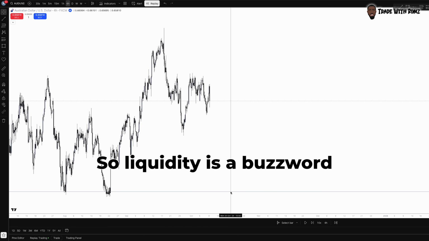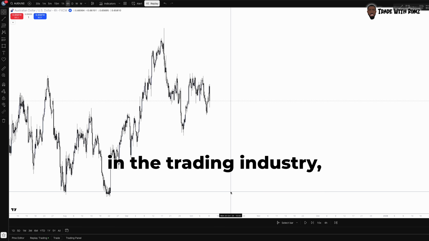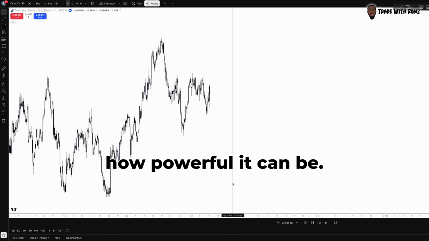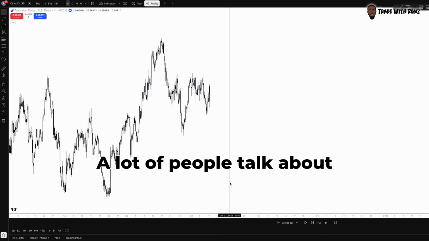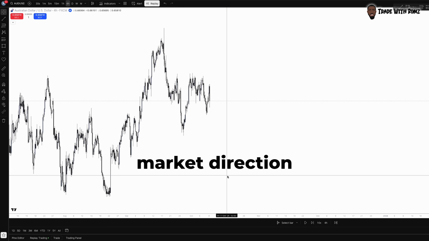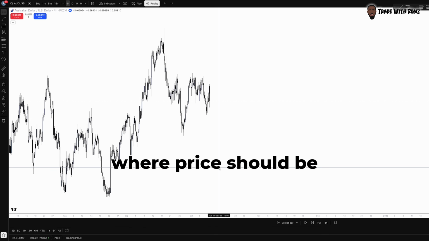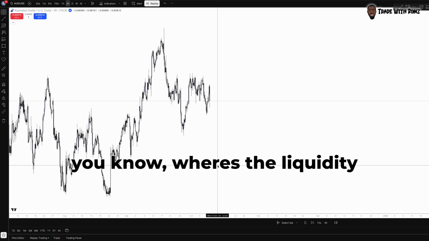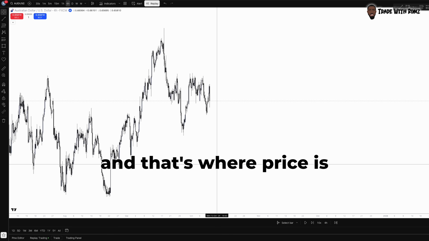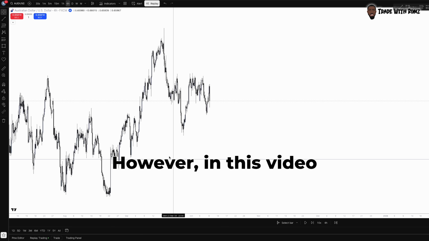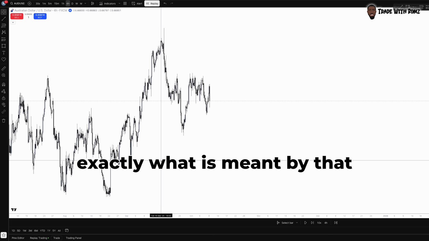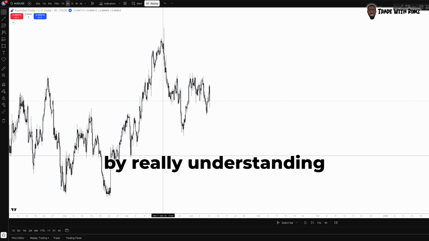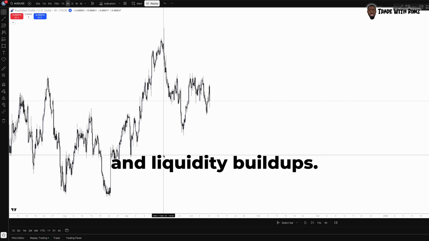All right. So liquidity is a buzzword in the trading industry, but I think most people don't really understand how powerful it can be. A lot of people talk about understanding the daily bias, understanding the market direction, and understanding where price should be heading towards. And people typically would just say, where's the liquidity? And that's where price is moving towards. However, in this video, I'm going to break down exactly what is meant by that and how you can simplify the way you trade by really understanding liquidity and liquidity buildups.